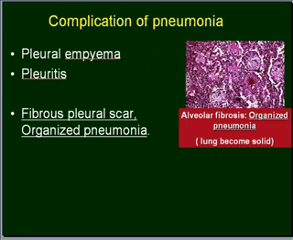Now, lobar pneumonia, despite the fact that it has a very good biological process, can still have some complications. In case the patient is very ill or very much malnourished, what can happen in that case? You get something known as pleural empyema. What is a pleural empyema?